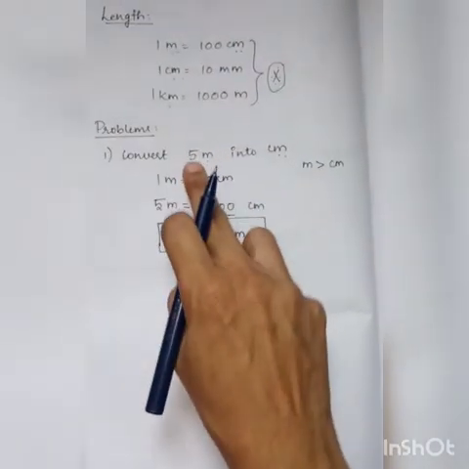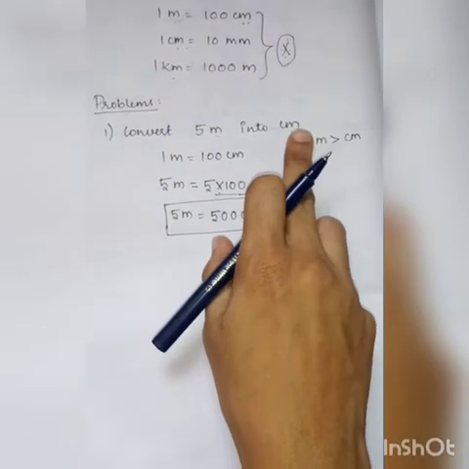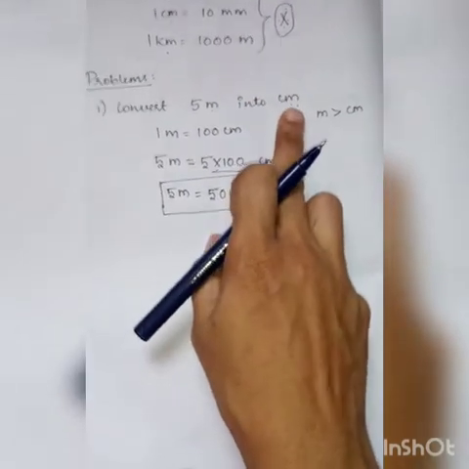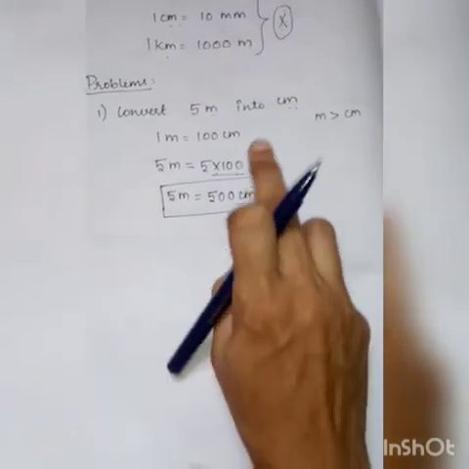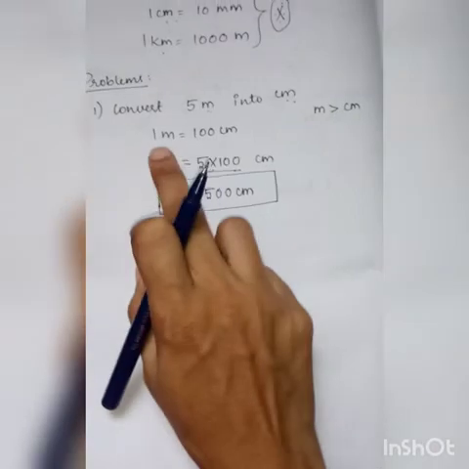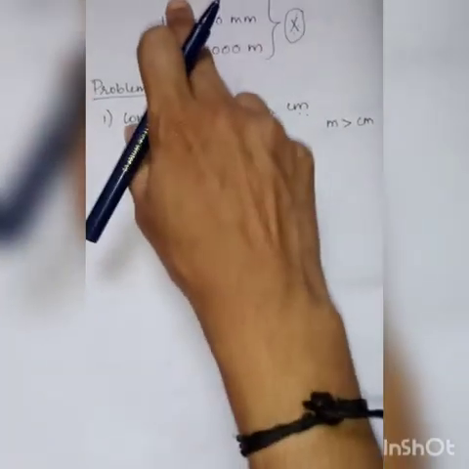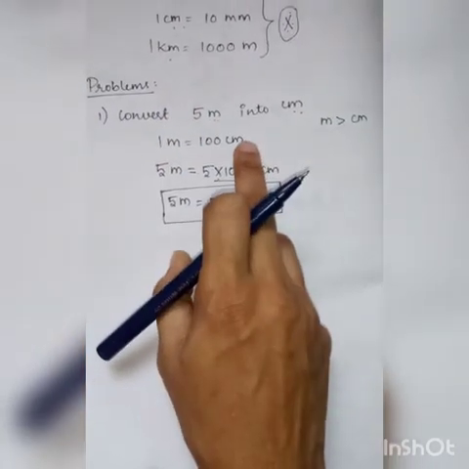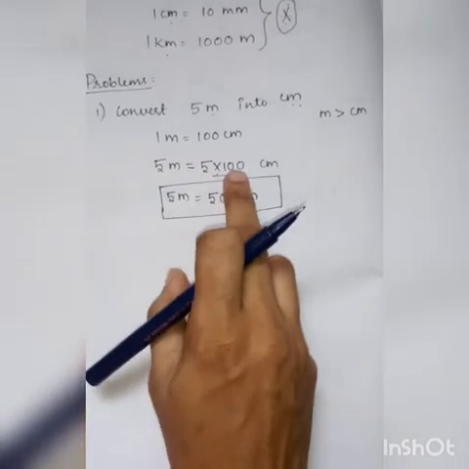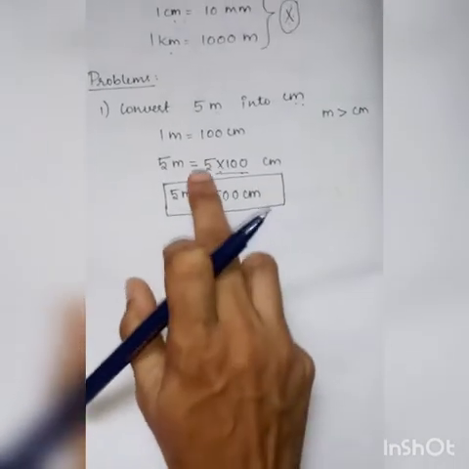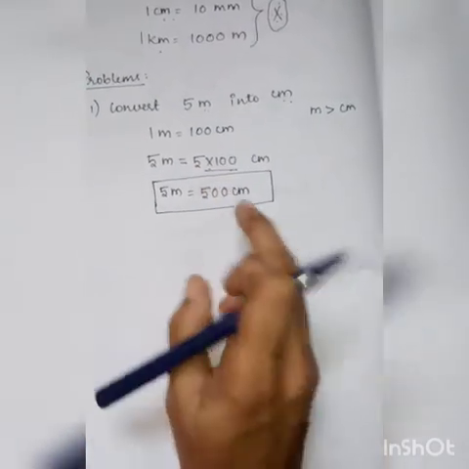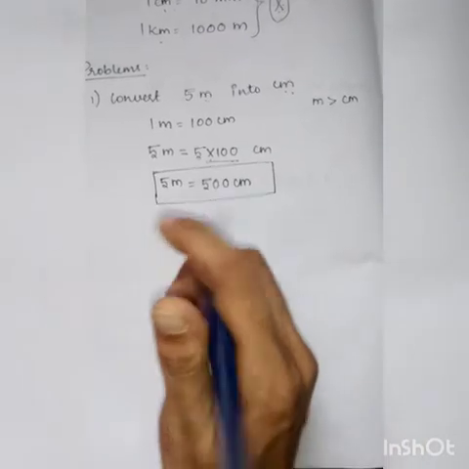Understood? Here I am going to convert 5 meter into centimeter. Meter is greater than centimeter, so obviously you are going to convert from bigger to smaller, which means you will multiply by 100. The main formula relating meter and centimeter is 1 meter equals 100 centimeter. So 5 meter will be 5 into 100 centimeter, which is 500 centimeter. Understood? Next question.